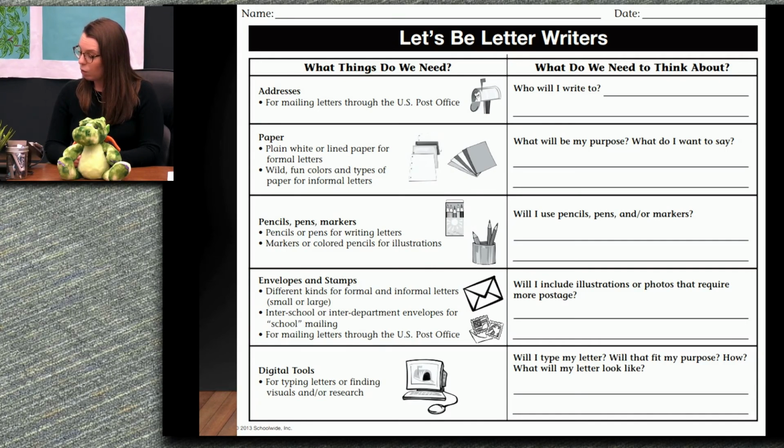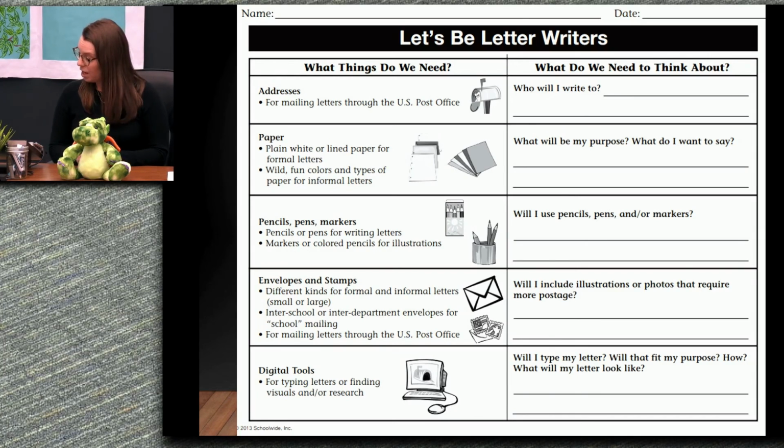So think about, what are you gonna need? Who are you gonna write to? What is your purpose and what do you wanna say? What are you gonna use? Pencils, pens, crayons, markers like Duncan? Will I include illustrations or photos that require more postage? Ooh, that means, are you going to include pictures like taken from a camera where you might need more stamps if you're going to mail your letter?